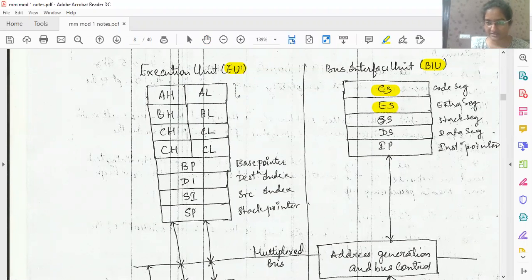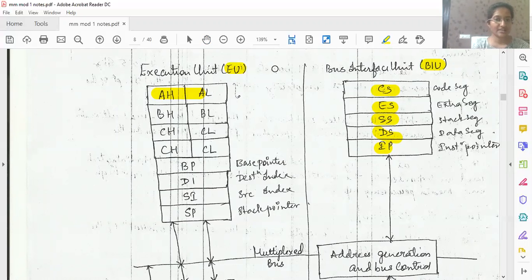Extra segment register, then stack segment register, then data segment register. So these are the different segment registers used in order to store the starting addresses of different segments of the memory. We will again study these segment registers in detail. Next is the instruction pointer. It will point to the next instruction. Now here you can see on this side, on the execution unit, AH AL. AH and AL together are called the accumulator register.